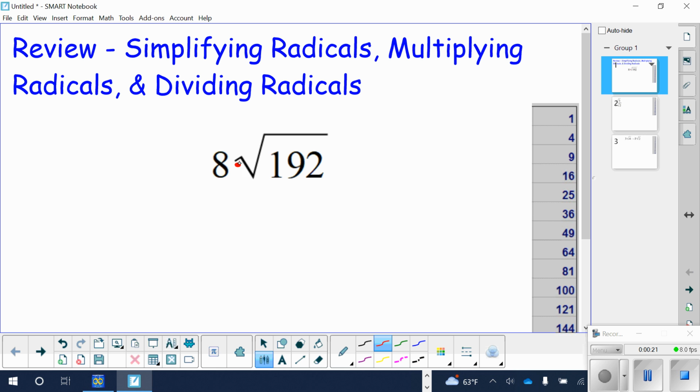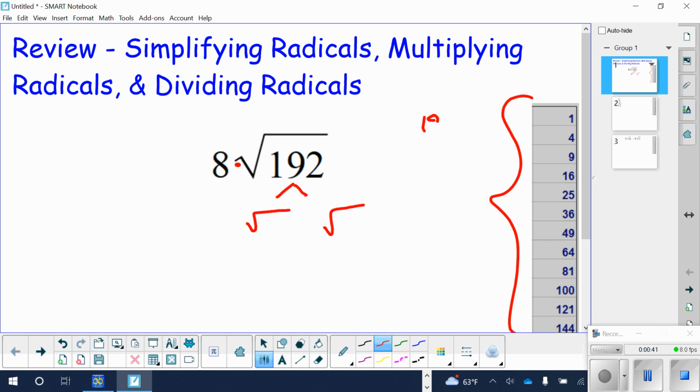So the 8 is out of jail. We can leave it alone, but the 192 is in jail. So we have to try and factor tree that one. So we want to factor tree this, and I've just brought the white list up here. These are our perfect squares. And we want to know what goes into 192 off our white list. So we want the biggest number.